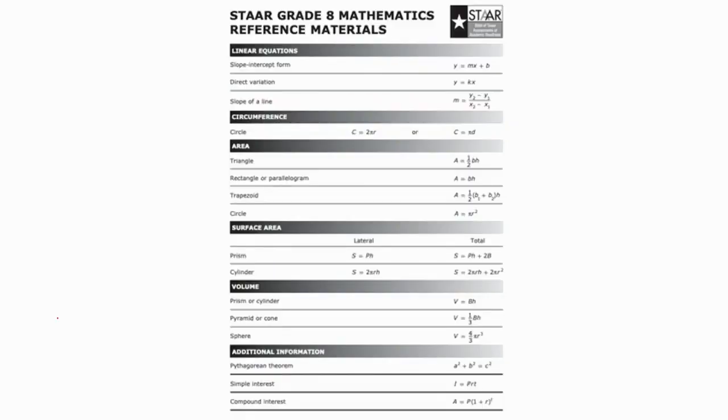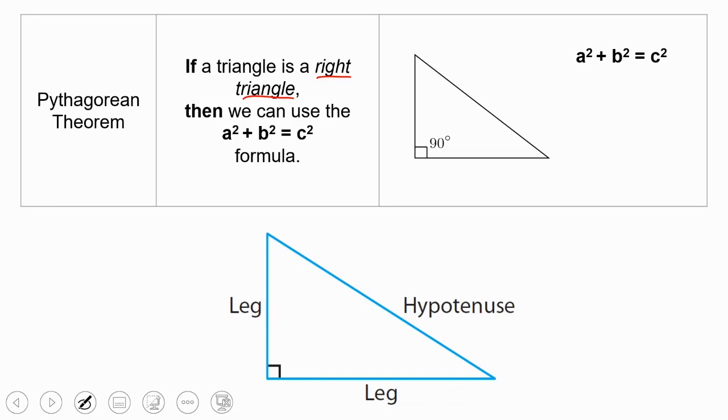On our STAAR reference chart, we can find the Pythagorean theorem here. Well, we know that a right triangle is distinguished by its 90-degree angle. And the sides of a right triangle are as follows. We have leg A, we have leg B, and we also have a hypotenuse, which is going to be your C. So directly across from your 90-degree angle, you're always going to find your side C, which is your hypotenuse.